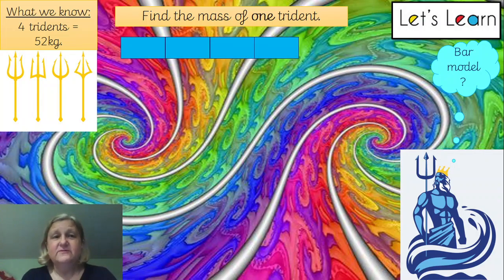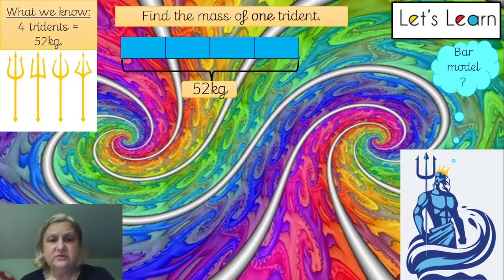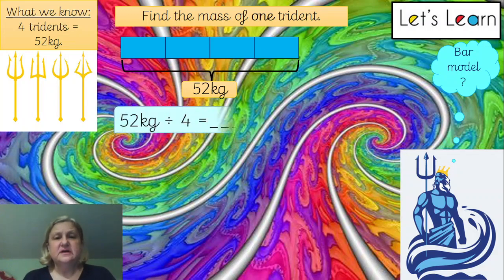So we've got 4 tridents. So if we split our bar into 4 sections, we know that the whole of those, the 4 of those tridents together totals 52 kilograms. So that's what we need to do. We can put the little brackets down to say that the whole of that is 52 kilograms. And we're going to split up 52 kilograms divided by 4.